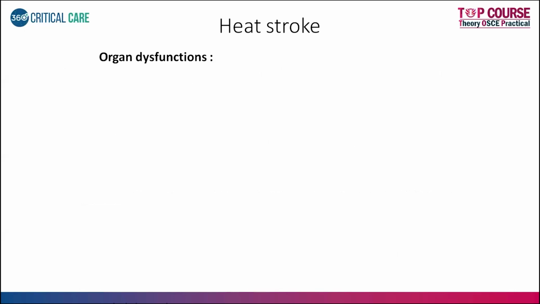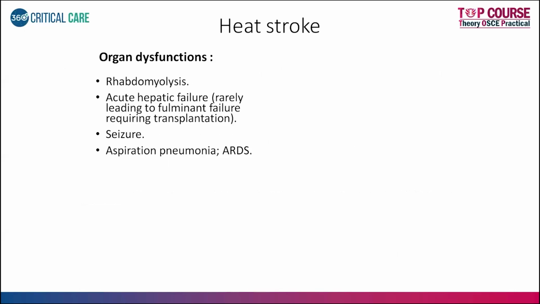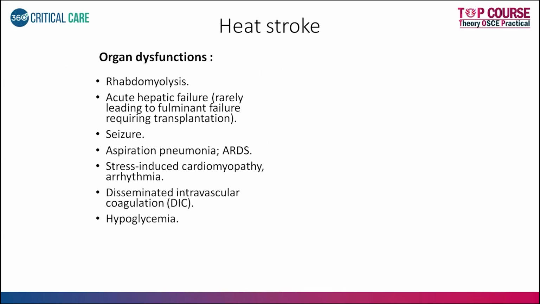Okay. So, what are the organ dysfunctions which we see in heat stroke? It can be rhabdomyolysis, hepatic failure. Okay. It can be as bad as requiring transplants. So, we have to be very careful, as the patient can present with acute fulminant hepatic failure. Okay. Seizures, aspiration pneumonia, stress induced cardiomyopathy, arrhythmias, etc. These are the organ dysfunctions which are associated with heat stroke, along with coagulopathy, hypoglycemia, hyponatremia.